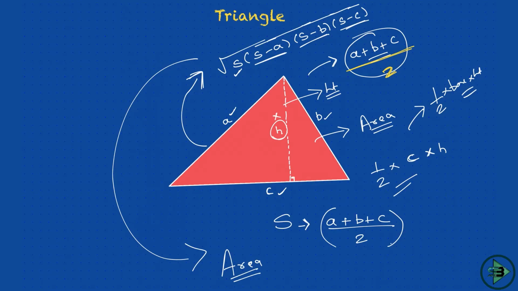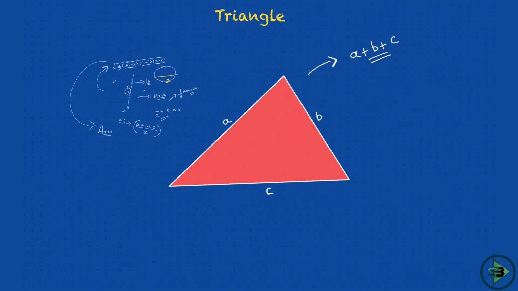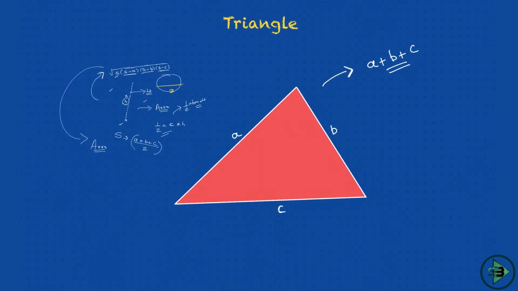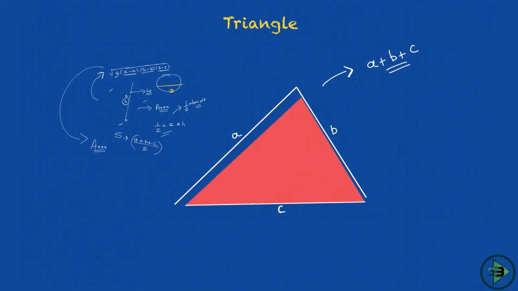So first thing, what are you supposed to know here? If you don't know the height, you go for Heron's formula. If you know the three sides, find out the area of a triangle. And if you know the height, then it is very simple. Half into base into height. That will be the area of a triangle. Okay. I hope this clears your simple concept with respect to a triangle and its area.